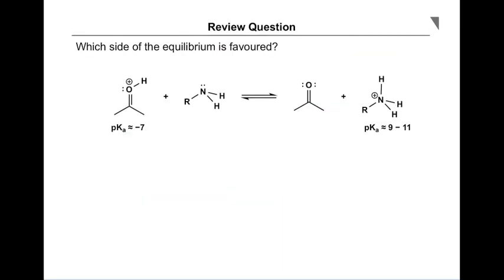OK, review time. Take a second. Think about this one. We're going to do this one lightning round. So you have 30 seconds on your own. Come up to a decision. Which side, left or right, is favored? OK, turn to the person next to you. Why are you right? Why are they wrong? 30 seconds, go.